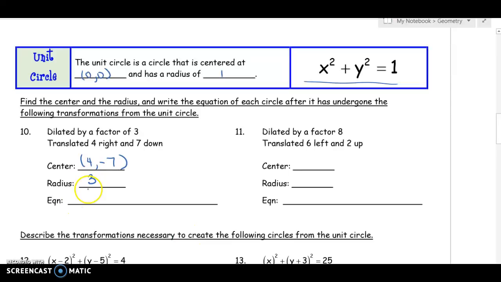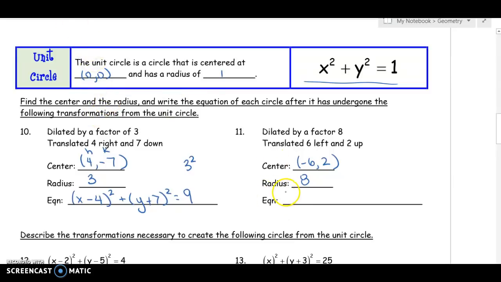And so now once you have those two values, you're going to write your equation. H goes with the x, so instead of +4, it'll be -4, quantity squared. K, the -7, will now be y plus 7, quantity squared, and then you do radius squared, which is 9. All right, so the dilated part kind of goes with the radius, and the translated part kind of goes with the center. So dilated by a factor of 8, so you're multiplying the 1 by 8, means our radius is now 8 units long. The center, because we're starting at 0, 0, is now going 6 left and 2 up. That would be -6, +2.